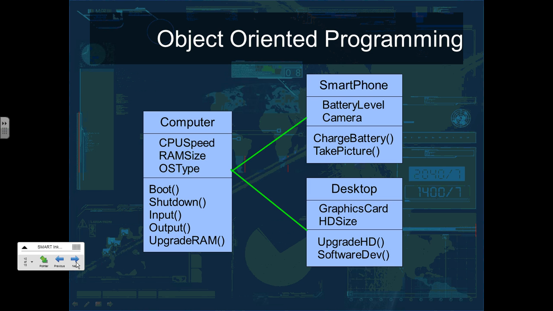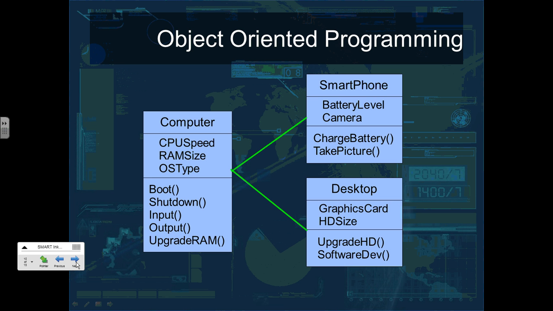So if you want to create a smartphone, a class smartphone, which has a CPU, speed, and amount of RAM and an operating system, and can do all these things. But a smartphone also has a battery, so it'll have a mounted charge of the battery. It'll have a camera, and it will be able to charge your battery, and you'll be able to take pictures with it. So a smartphone is still a computer. It's just a type of computer.